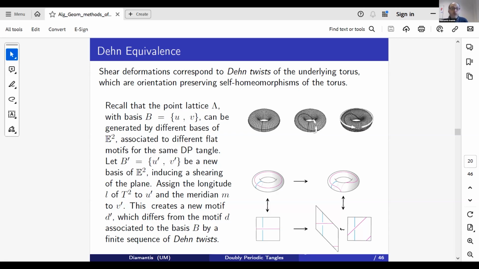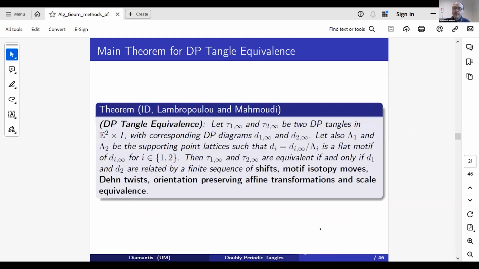All right. So if we involve all these things, then we have what we call DP tangle equivalence. And this is the main result of the talk so far, where we prove that DP tangle equivalence actually corresponds to the moves that I just introduced. So local motif, global motif isotopies, which correspond also to torus rescalings, dent twists, surface isotopies, and all affine transformations of the plane. So that is the first part. We now have the equivalence, right, between DP tangles.